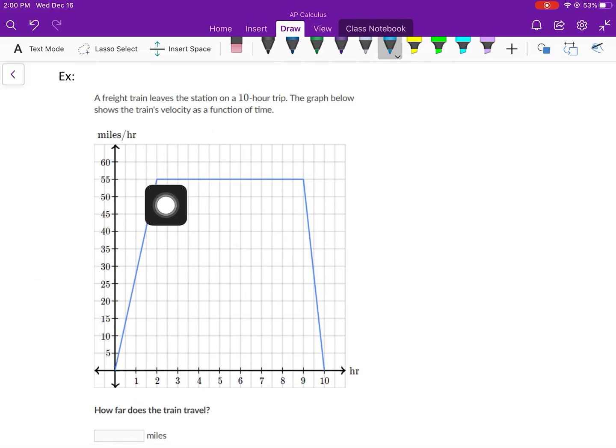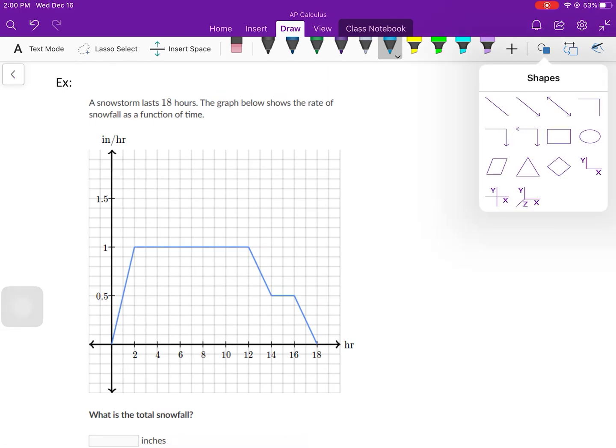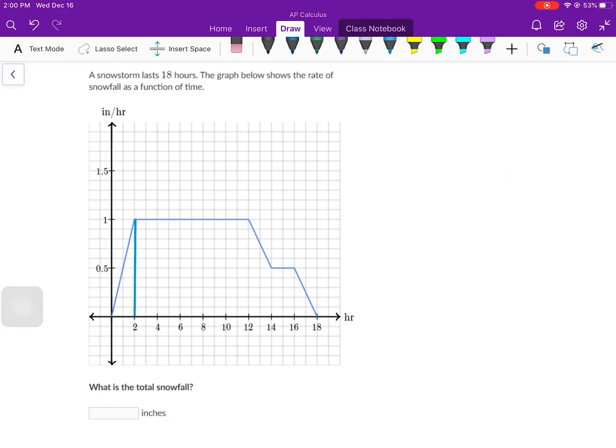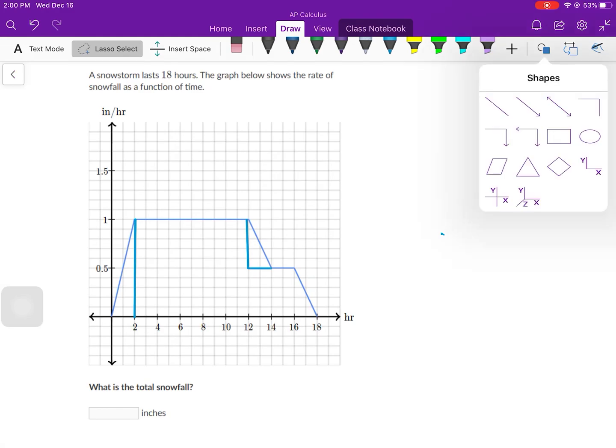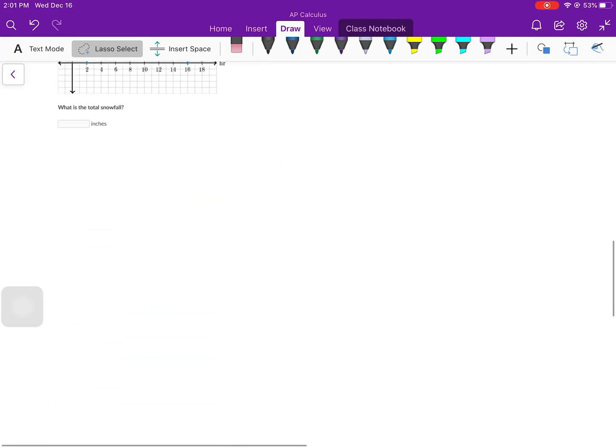This one is the same idea. They're giving us velocity, and they want to know how far we traveled. What's that net change? Break it down: a triangle, a triangle, a rectangle. Find that area. Over here, this one looks a little bit more complicated, but you can see right there would be a triangle, right here would be a triangle, and then last, right here would also be a triangle. So you just break it into the shapes that you do know and find the area under the curve, and that's going to be it for that assignment.